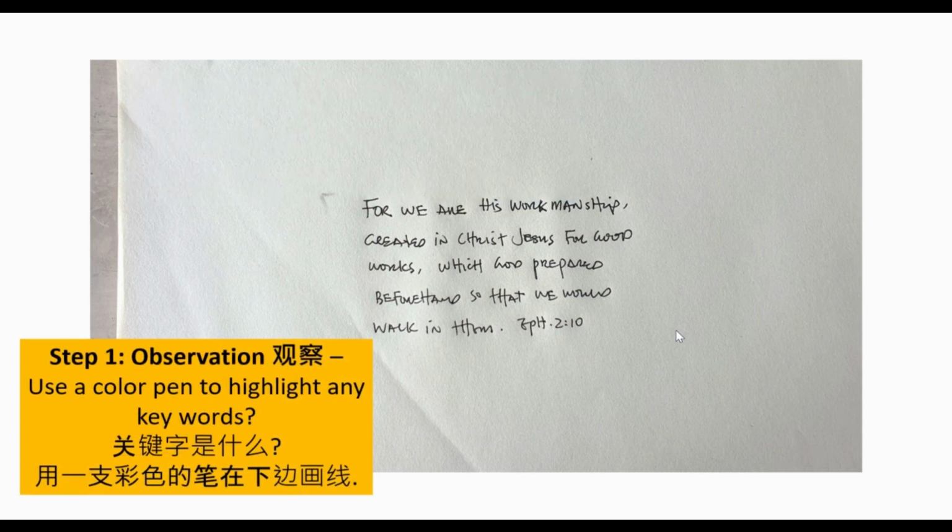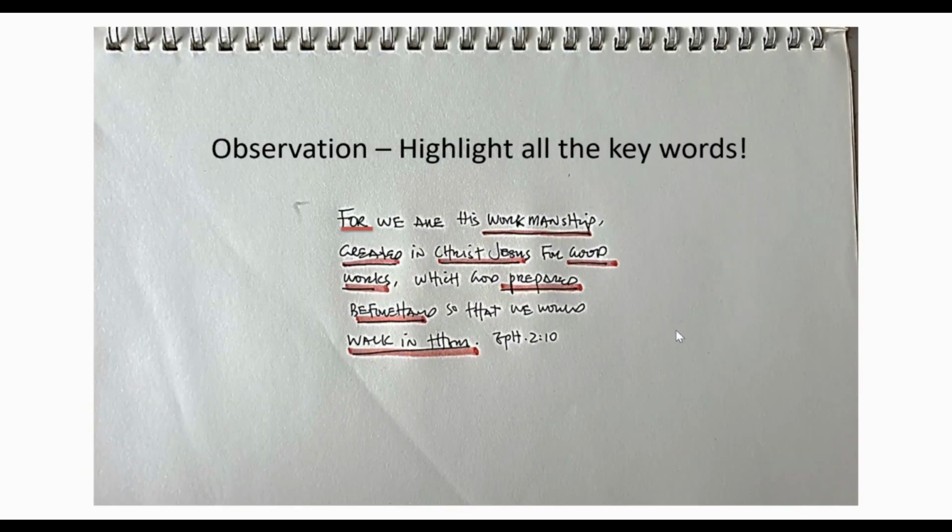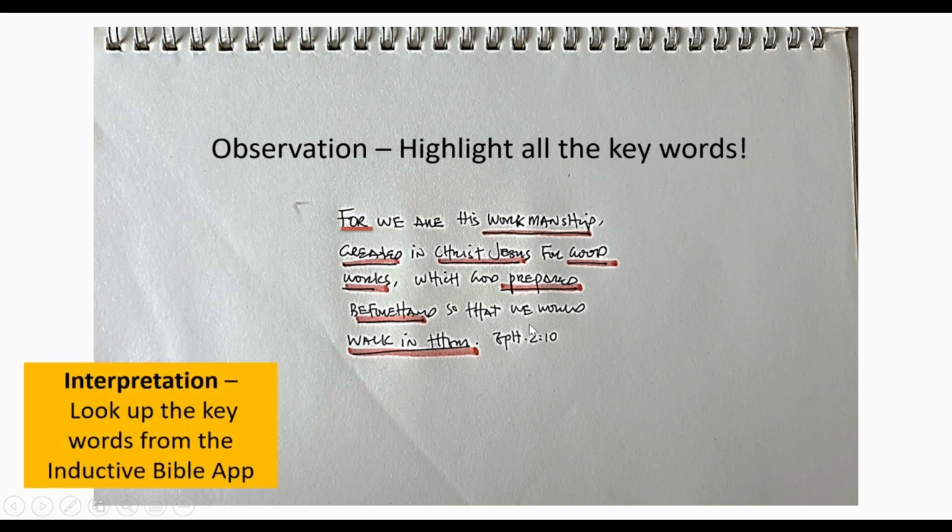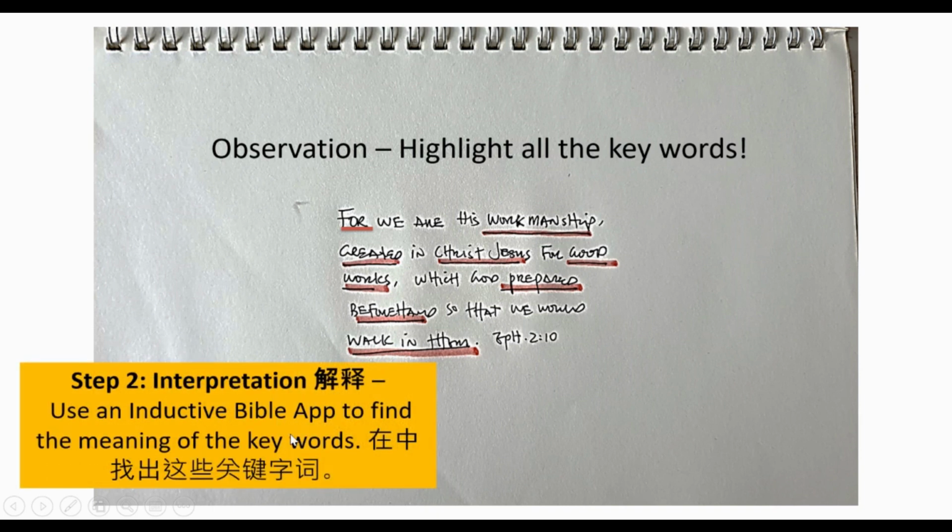All right, so after that, you have done that. You have highlighted keywords. You should be looking something like this. So I've highlighted the keywords. So step number 2 after that is I would then look up the meanings of these words.